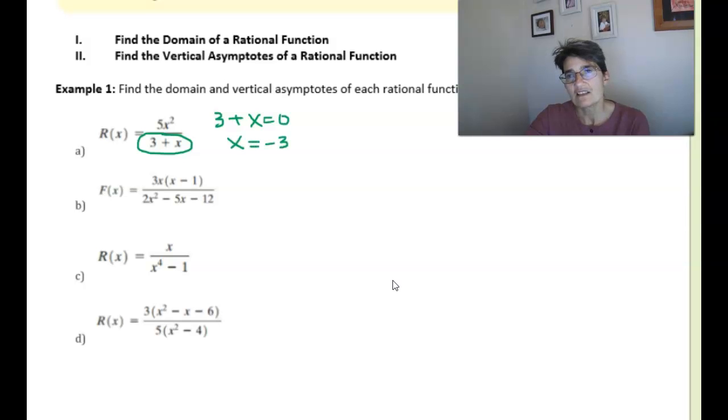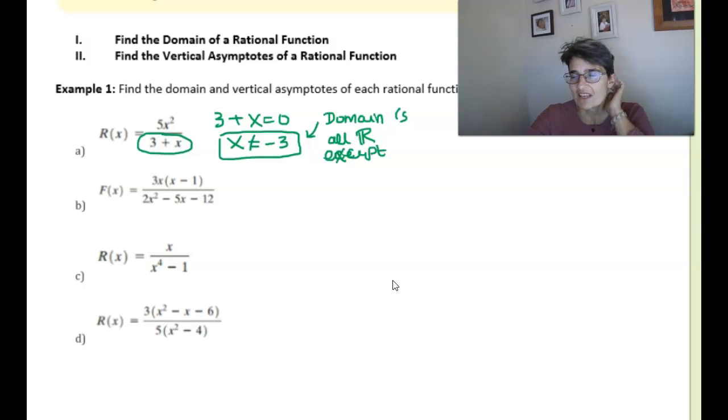This is not in the domain. So the domain is everything except this. So the domain is all real numbers except that one, except x equals negative 3.